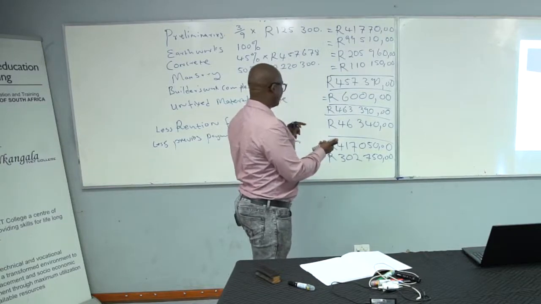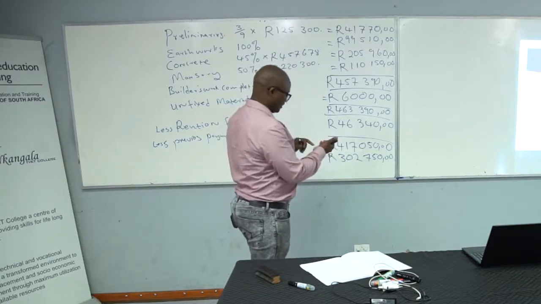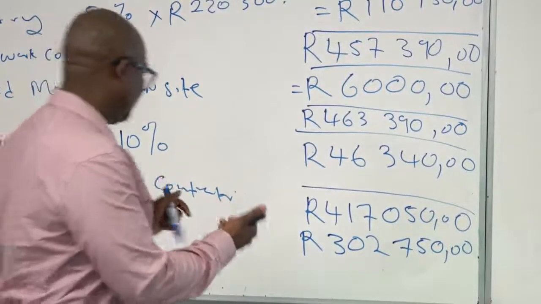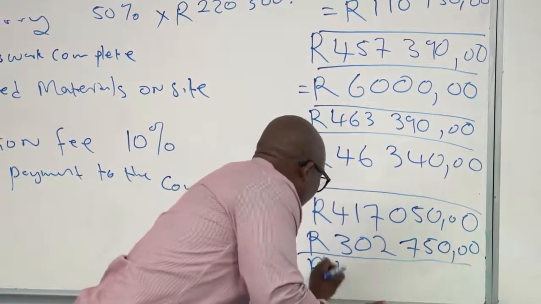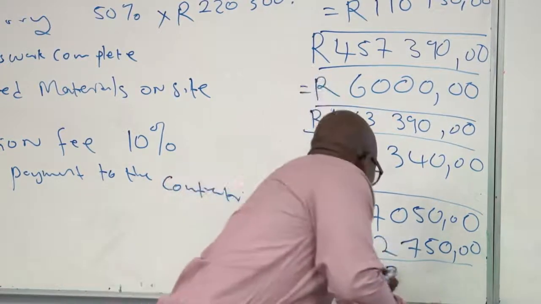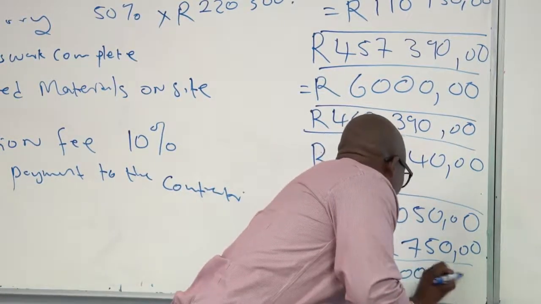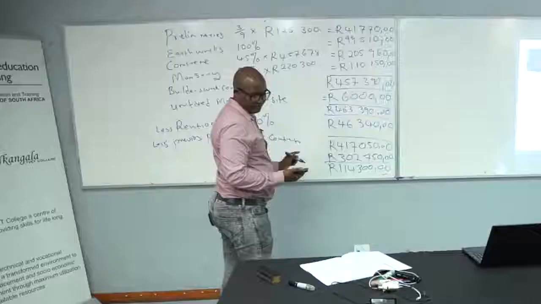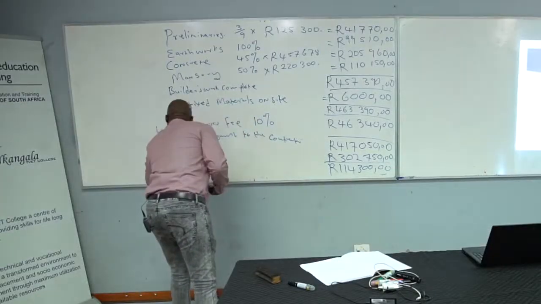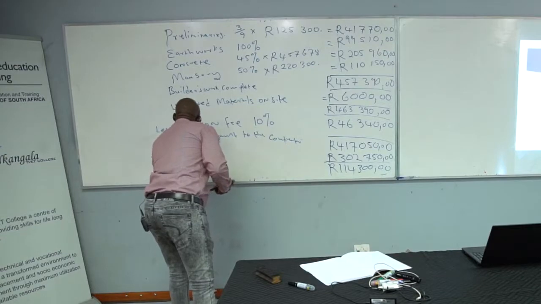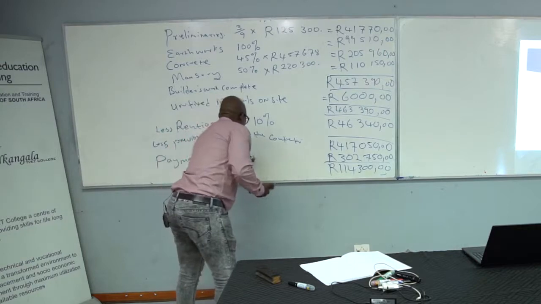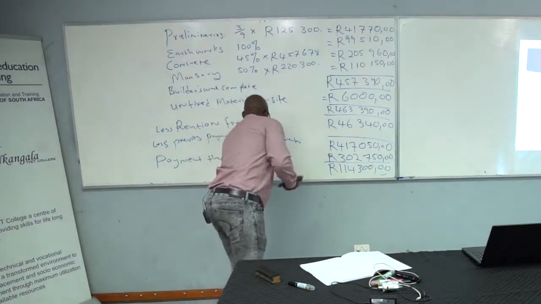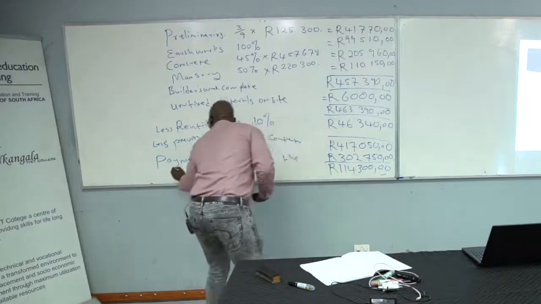We'll say 417,050 minus 302,750, which gives us the total amount of 114,300. This is the payment that is due to the contractor.